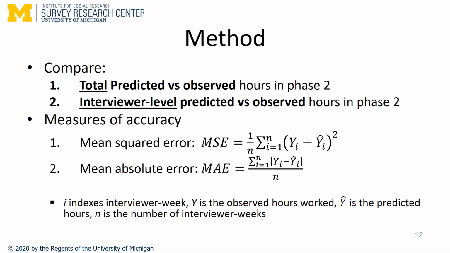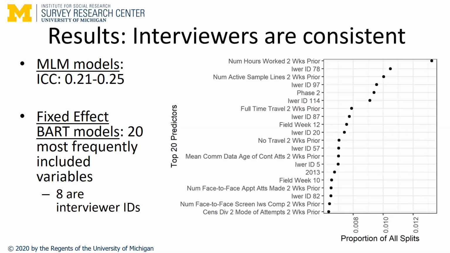Now, interviewers get different pay rates across different settings in the country. So we're going to use interviewer level predicted versus observed hours in phase 2 as another comparison. And we're going to use two measures of accuracy. One is the mean squared error, and the other is the mean absolute error here. And you see both of those defined. Again, we have predicted values, but the observed values that we're comparing them to were not used in estimating the models, either the Bayesian model, the BART models, or the multi-level models.